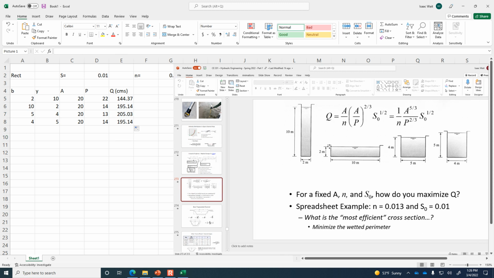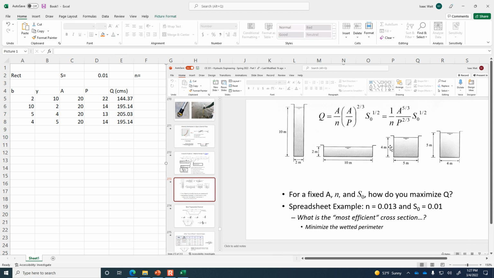This can continue downward. We can see that the channel that's 4 by 5 of all of these had the least wetted perimeter. So it's going to be the one that has the highest flow capacity of these 4 options. So minimize the wetted perimeter and maximize the flow capacity. That's the lesson that we learn.